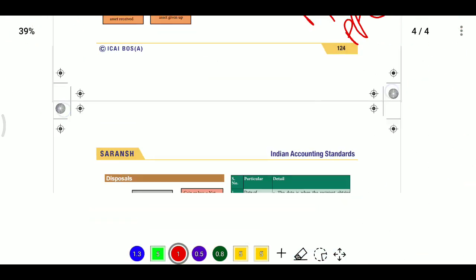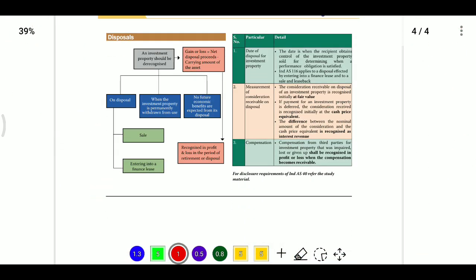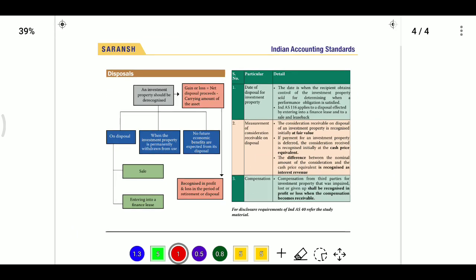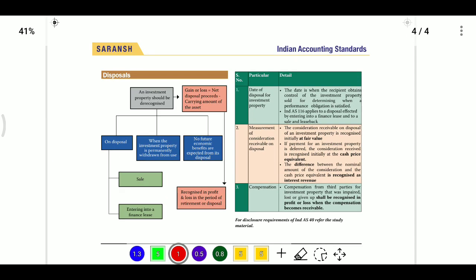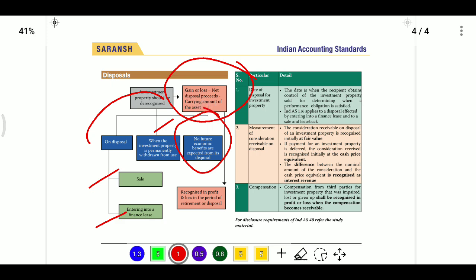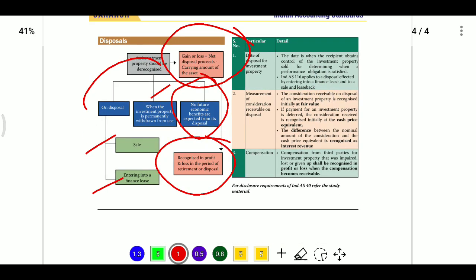Here the asset became investment property. Whenever we are disposing of an investment property, it should be derecognized. The gain or loss is net disposal proceeds minus the carrying amount of the asset. This is on the date of disposal or sale, entering into a finance lease, or when the investment property is permanently withdrawn from use or there is no future economic benefit expected. Then the amount will be recognized in the profit and loss account.